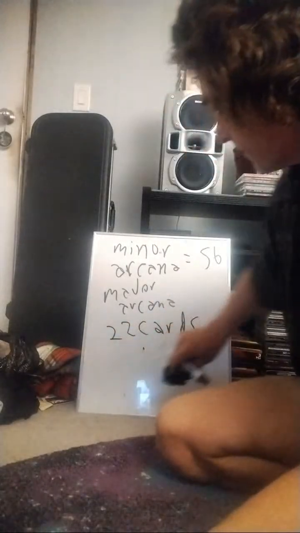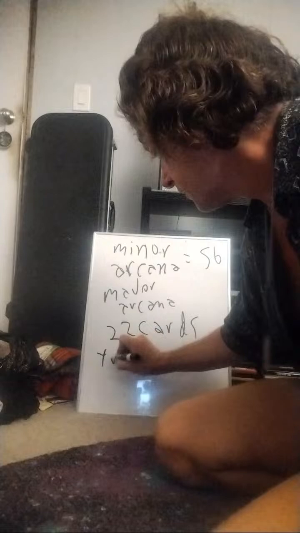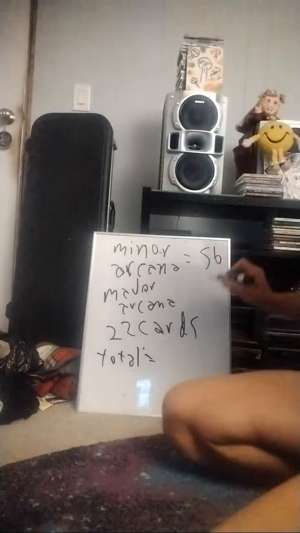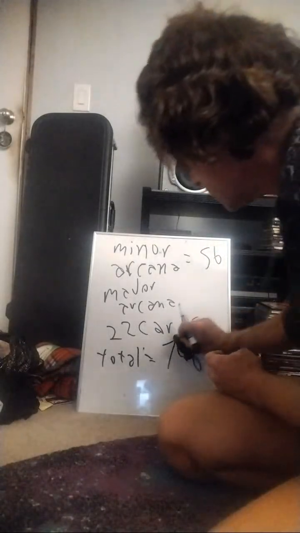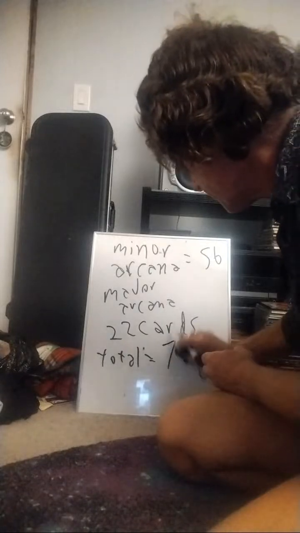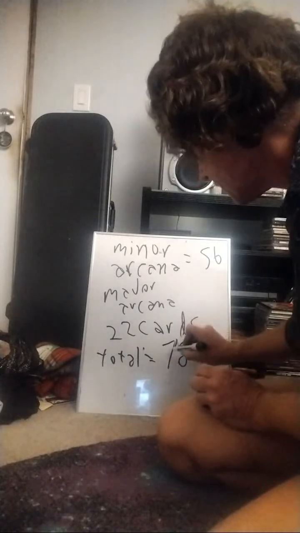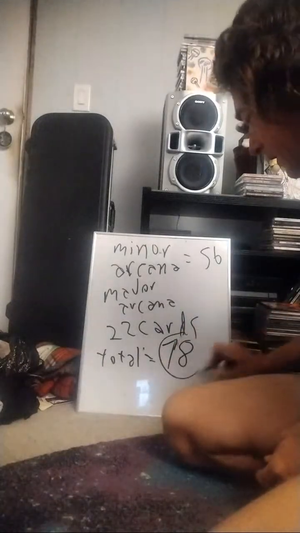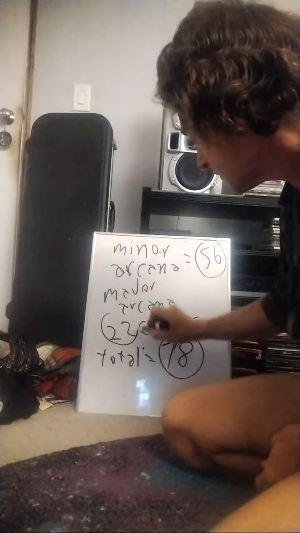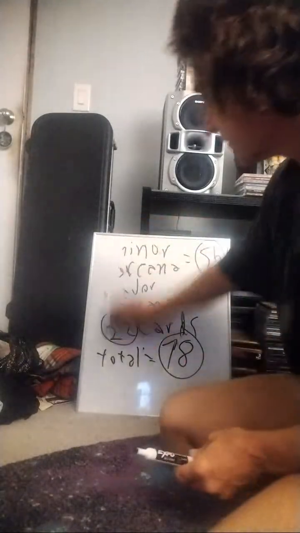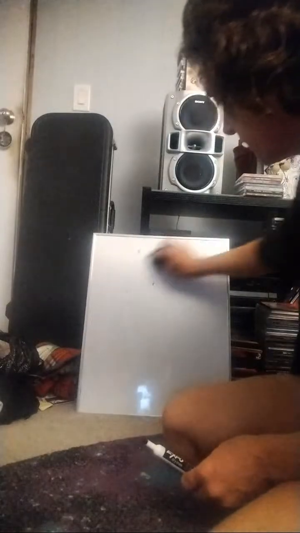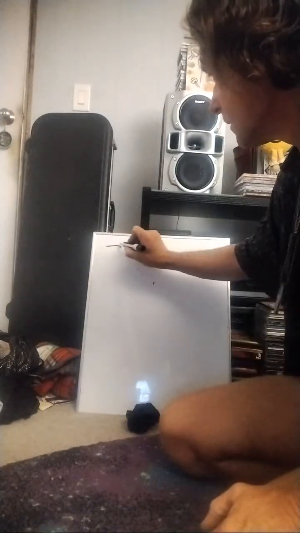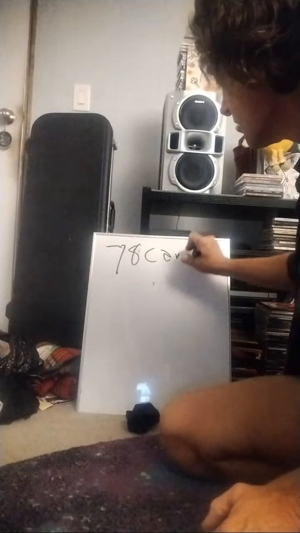So, how many cards in a tarot deck? The total number of cards in a tarot deck is 56 plus 22, which is 78. 78 cards in a tarot deck, because it's 56 plus 22. Now, here's another interesting thing. The total number of tarot cards in a tarot deck, which I just explained how I got, is 78.